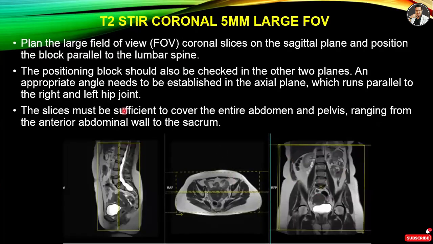Then the position block should also be checked in the other two planes, and the angle should be right. The axial plan should be parallel to the right and left hip joints. We will give the plan to the axial. The slices should be parallel to the right and left hip joints, and should cover the abdomen and pelvis completely. And the entire abdominal wall should be checked. This is the plan as before.